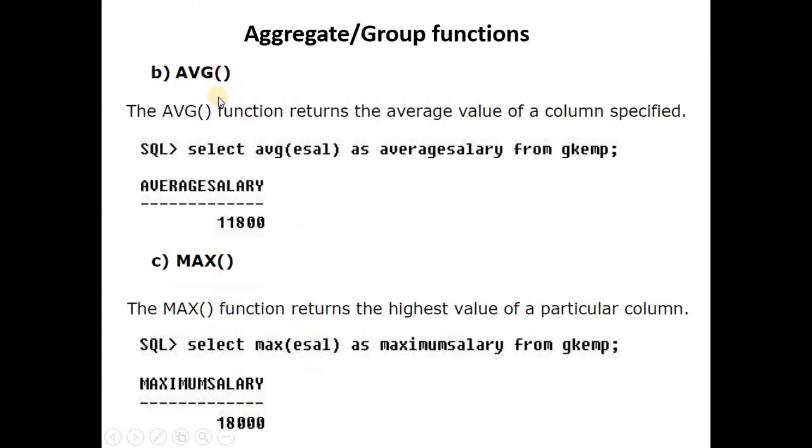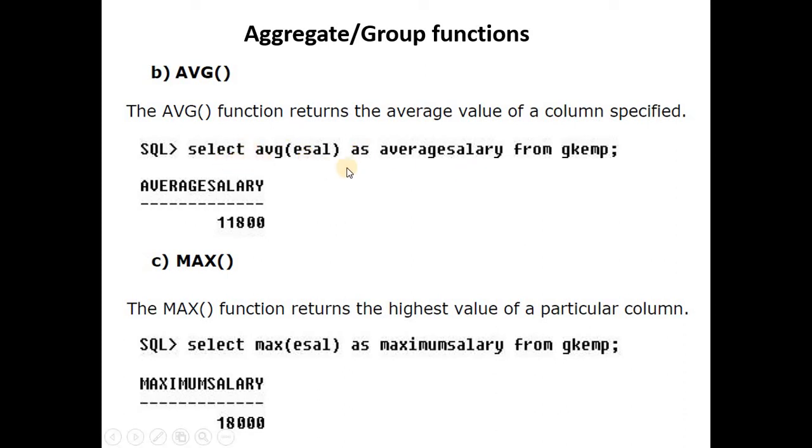And now let's see average. The average function returns the average value of the column specified. Let's see this with an example. Select average of salary as average salary from GKEMP. So here we are trying to calculate the average salary. Right? Thus we are using the average function.